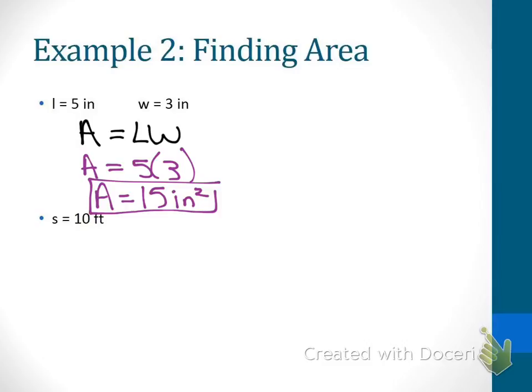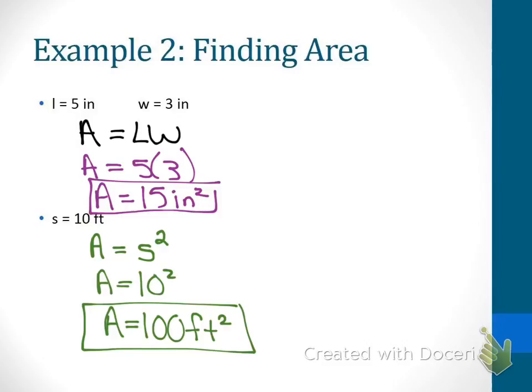All right, so now let's look at the next one. What's the formula that I'm going to use? Someone raise your hand and tell me. What's my formula, Noah? Not S times S, but it's pretty much the same thing, but I want you to write it s squared. S squared. Okay, and so then I square the side, and I get 100 feet squared.